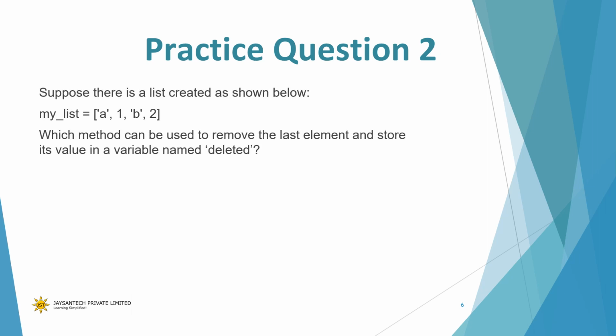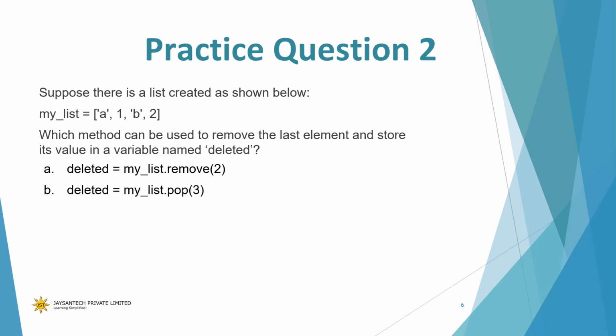The second question: suppose the list created, my list, has 4 data items. Which method can be used to remove the last element and store the value of that element in a variable called deleted? First option, it uses the remove method and you are passing it the number 2. Good. But the remove method will never return anything. It will only return None type. So this option is wrong.